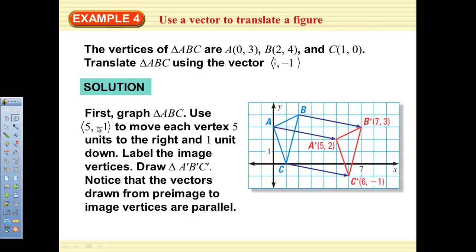So again, when we do this, what we're really saying is 5 to the right and 1 down, and we connect them all. You notice the vectors are drawn from the pre-image to the image, and the vertices are parallel. All 3 of those should be parallel, otherwise these 2 figures won't be congruent.